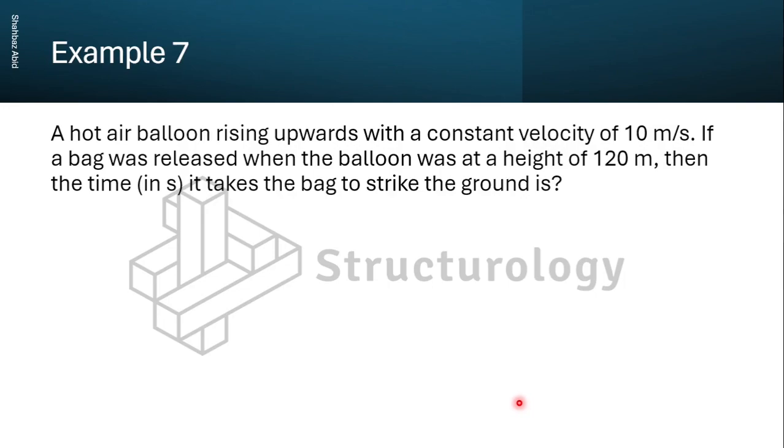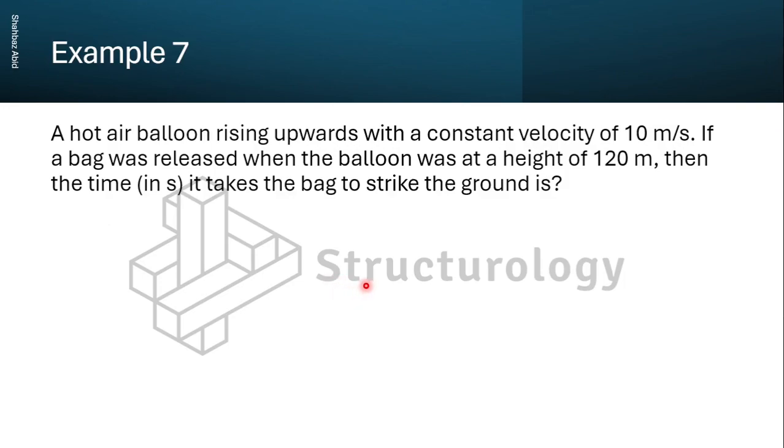So in this case, a hot air balloon was rising upward with a constant velocity of 10 meters per second. So this will become the initial velocity upward for the bag, and at that instant the height was 120 meters. So we need to calculate the time in this case.